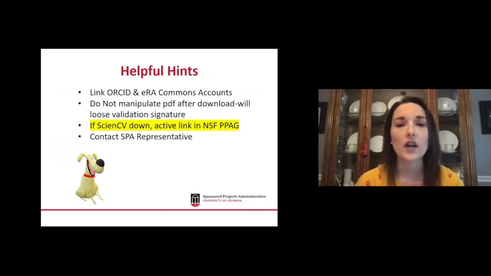So just a few helpful hints. We do recommend that you link your ORCID ID. It will really save you some time. You can link your ERA Commons account. You can pull in information off of PubMed. One of the great features about SciENcv is once you have this initial download of information in there, it's going to save it for you.